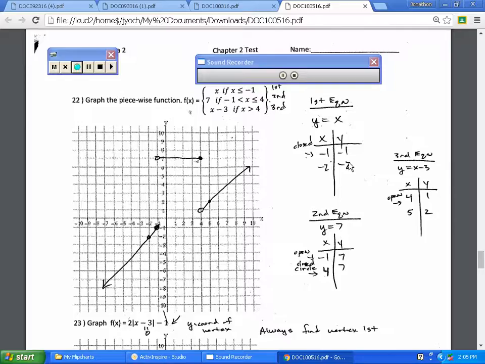4 minus 3 is 1. Then I'm going to use one bigger. I'm going to use 5 because 5 is bigger than 4. 5 minus 3 is 2. Here's 4, 1. Here's 5, 2, and it's going up like this.